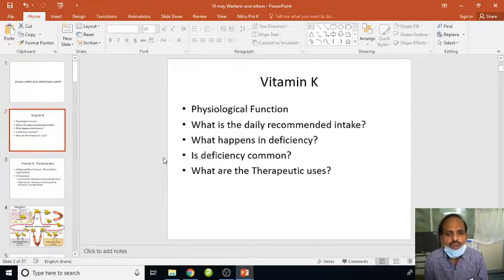So let us see what the physiological function is. How does it help in coagulation? What is the recommended daily intake of vitamin K? What happens in deficiency of vitamin K? Is the deficiency really very common, and if so, in whom? And what are the therapeutic uses of vitamin K? Hopefully at the end of this session you should have answers to these questions: the physiological function of vitamin K, how much is enough for an individual per day, the features of deficiency, whether deficiency is really a big concern, and if there are therapeutic uses, in whom vitamin K helps as a therapeutic or prophylactic agent.